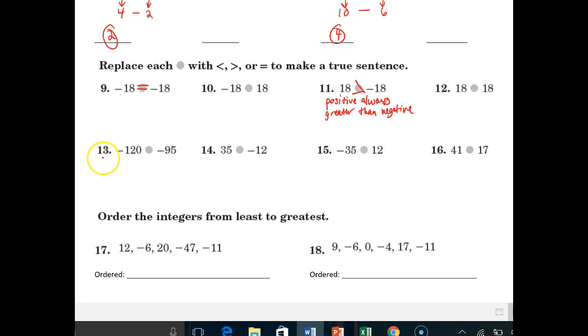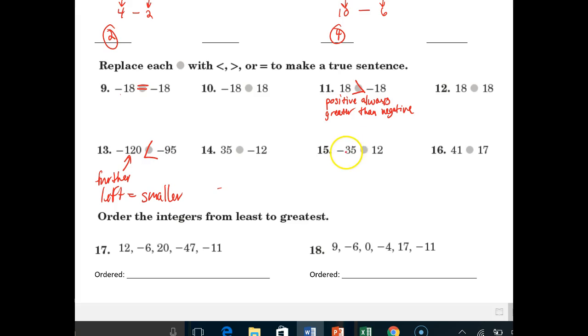All right, what about 13? Negative 120 and negative 95. Which one is further left? This guy is further from 0. He is further left. Because he is further left, he is smaller. So therefore, we point at the smaller and eat the bigger.